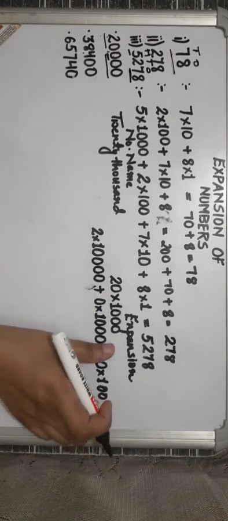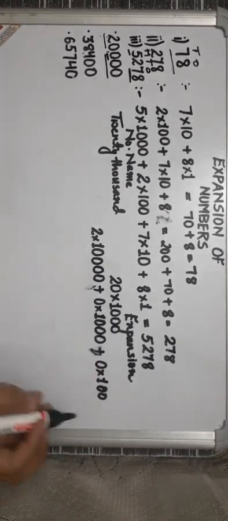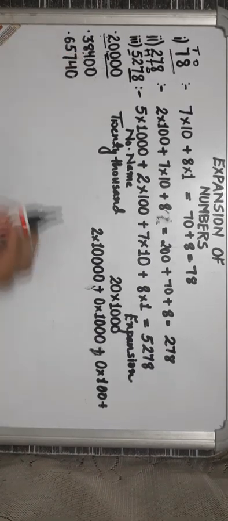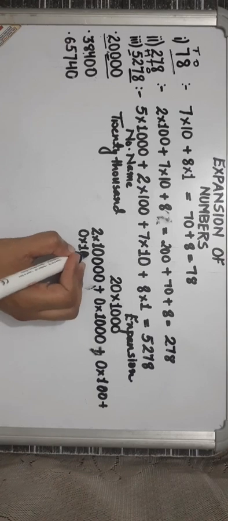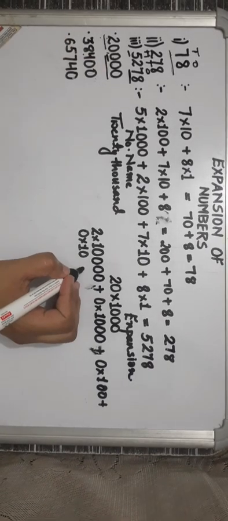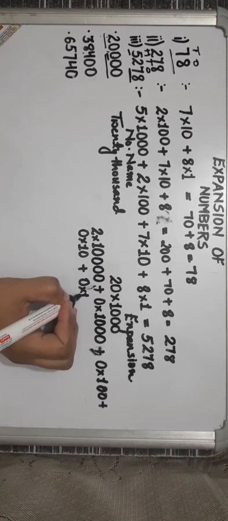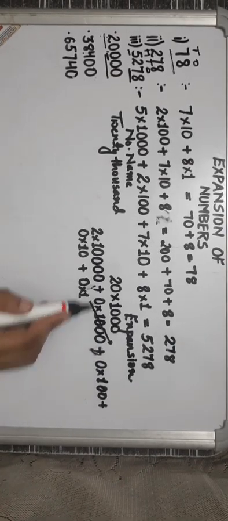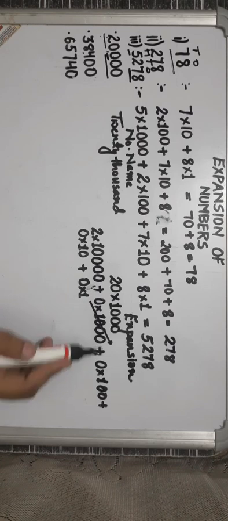There should be a plus sign. 0 into 100 plus take the third 0, and after that there is 1 zero, so we will multiply it with 10, which is having 1 zero, and the last 0 we will multiply it with 1. 0 into 1. You see this will become 0 because if you multiply 0 with any number, the output will always be 0.